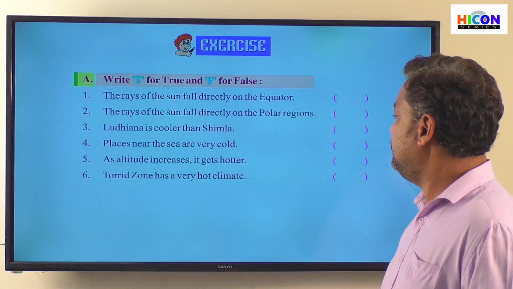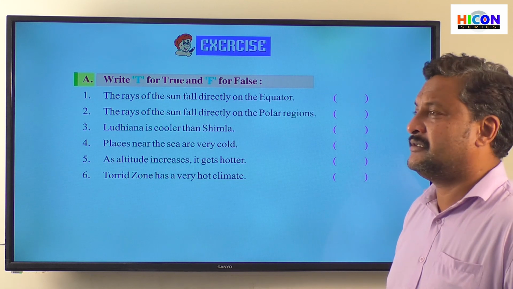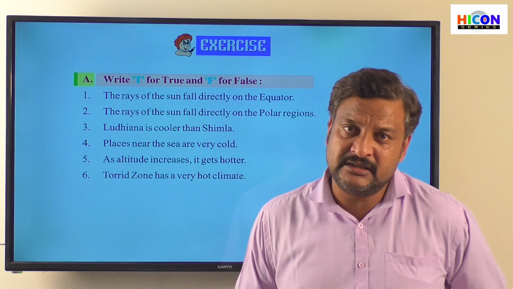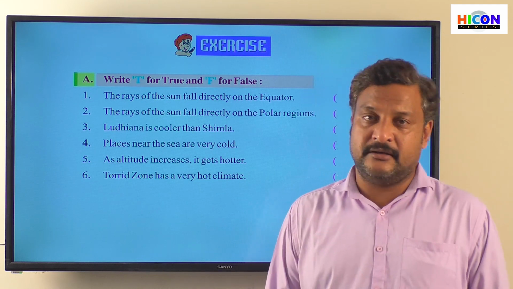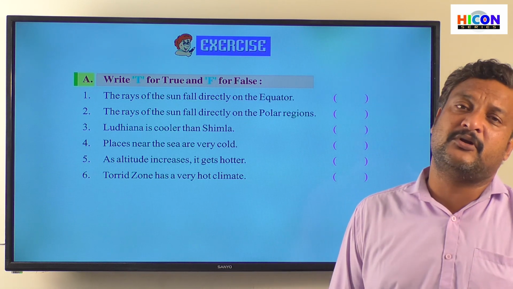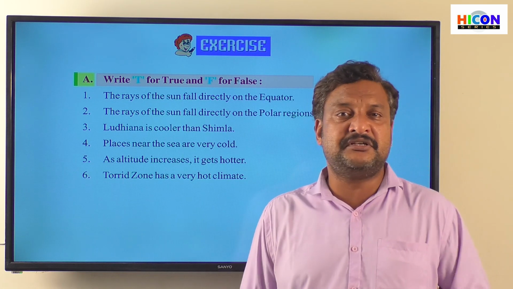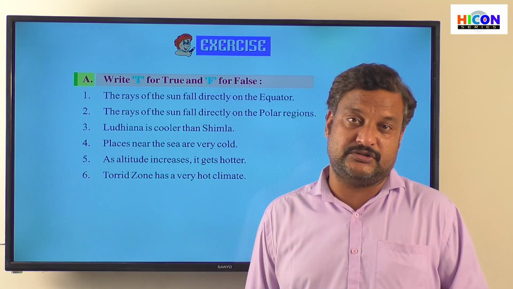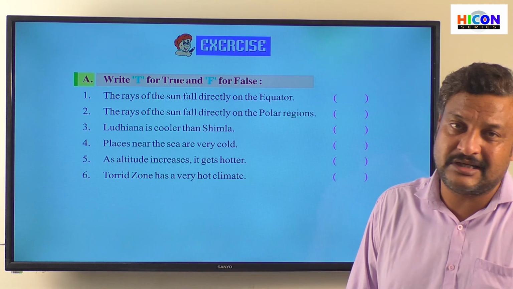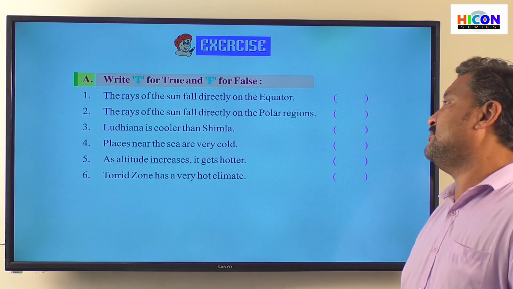Torrid zone has a very hot climate. So what is the torrid zone? Yeah, the climatic zone which lies on either side of the equator is called the torrid zone, isn't it? It extends up to the Tropic of Cancer in the north and the Tropic of Capricorn in the south. The climatic conditions in between these two regions are extremely hot, isn't it? So the torrid zone has a very hot climate, right? So that is a true statement.